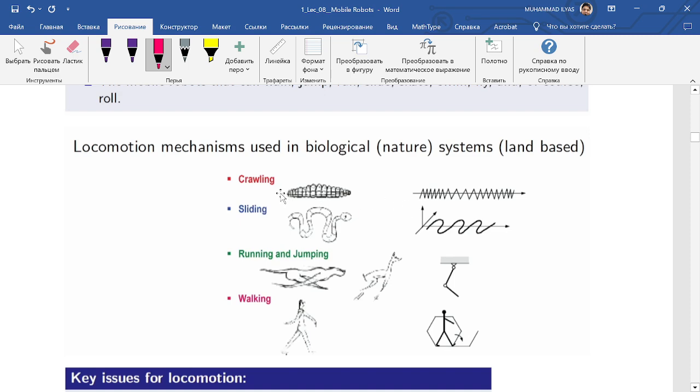Then crawling is represented by a spring which contracts and expands, and people have created robots which use this kind of locomotion. And wheel locomotion, of course, is the biggest or most common in human-made systems, but not in nature, right? In nature, we couldn't find any wheel-based locomotion. But in human-created systems, wheel-based locomotion is the most common.